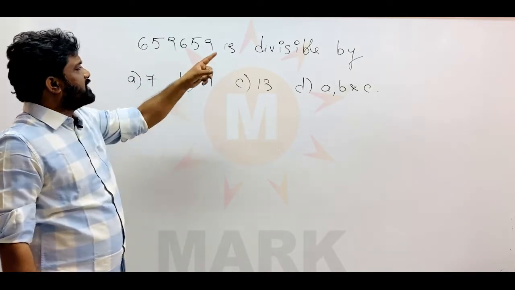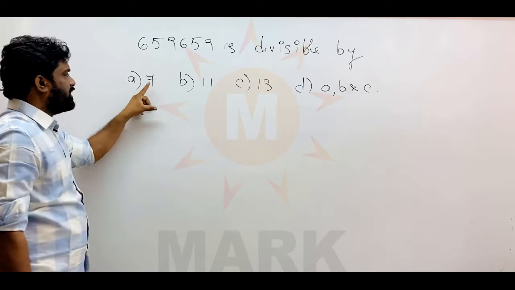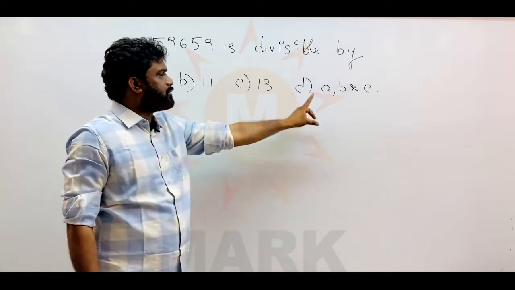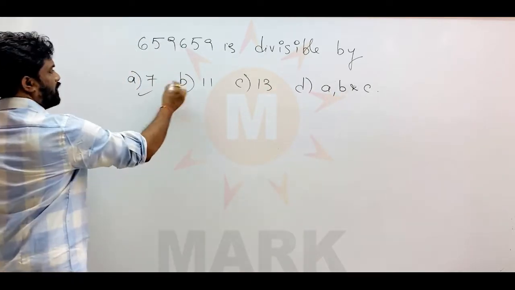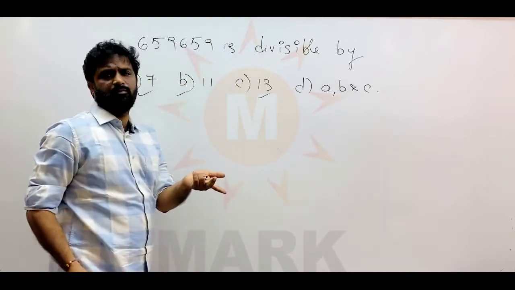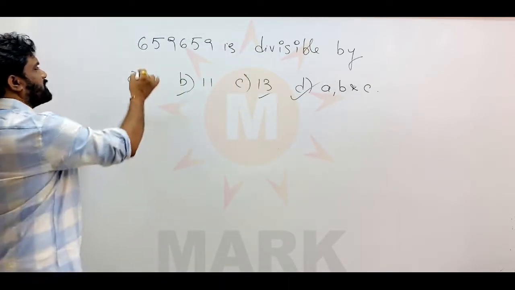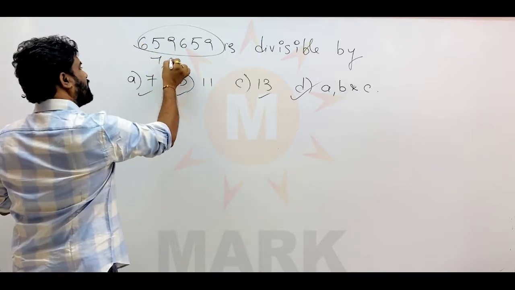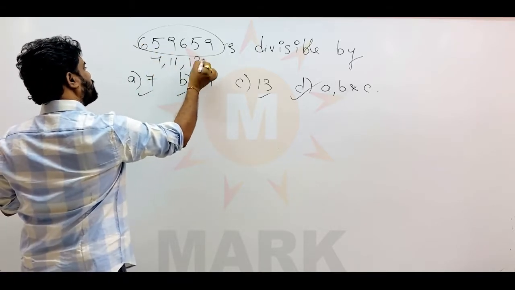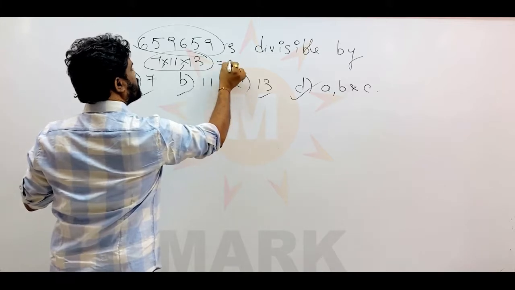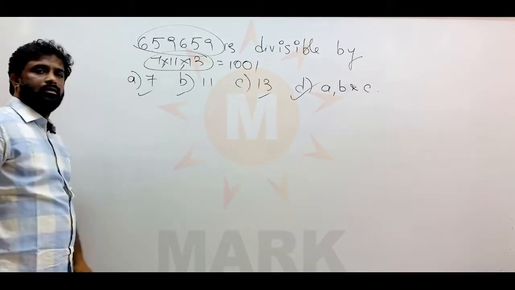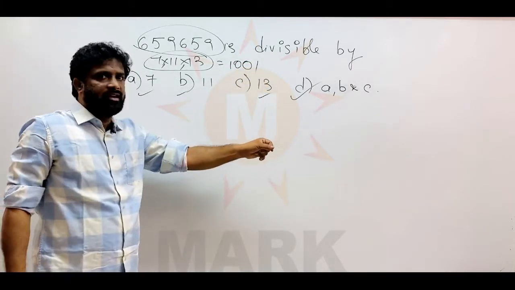659 is divisible by option A 7, option B 11, option C 13, option D A, B and C. That means all these 3: 7, 11 and 13. What is obviously the answer? Obviously the answer is D. So this number is divisible by 7, and also 11 and also 13, because they make 1001. Okay, this is how the questions will be given in the exams.